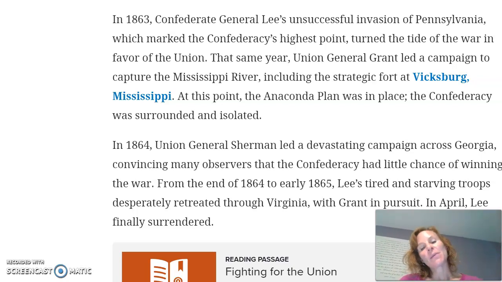Okay, remember at the beginning of this article, we talked about the Anaconda Plan. That was the Union's plan, like a snake, to surround and strangle. So in 1863, the Union side was successful in surrounding the Confederacy.